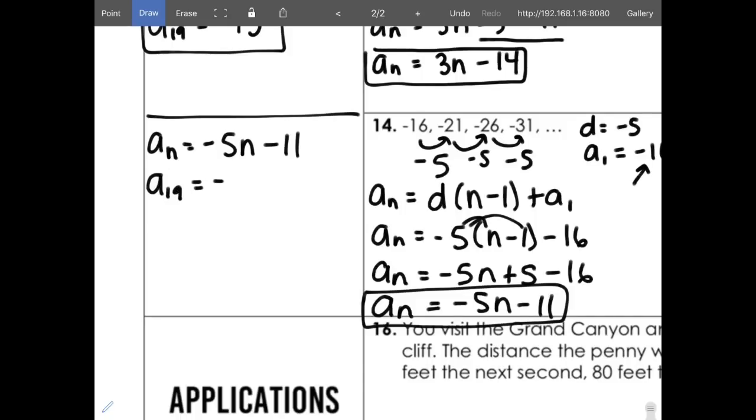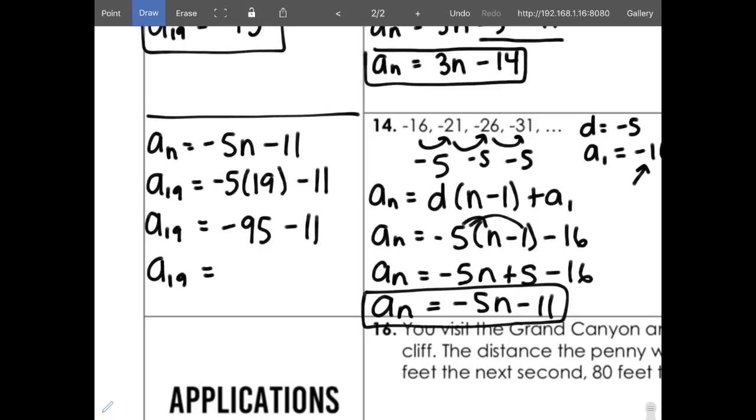We're finding the 19th term, so we're plugging in 19 for n. We could find any term. We could find the 100th term. We could find the millionth term. It just depends on what they ask us for. So 19 times negative 5 is negative 95, minus 11. So a sub 19 equals negative 106. The 19th term is negative 106.